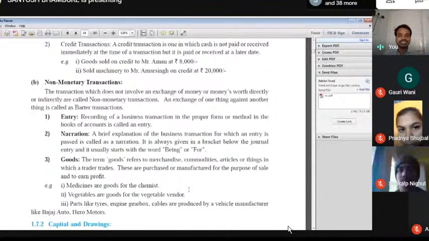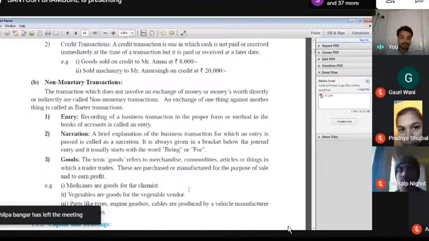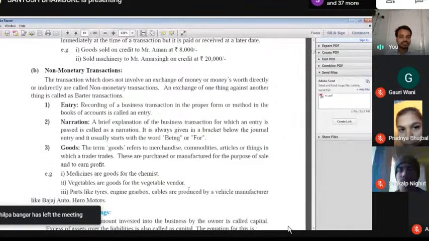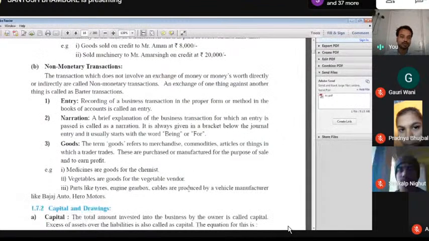So first of all, entry. Remember, entry is the recording of a business transaction in a proper form or method in the books of account. It's called entry. Earlier we studied about bookkeeping. Bookkeeping means it's an art of recording any transaction in a set of books. That is the meaning of bookkeeping. But when we think about the entry, what is meant by entry?